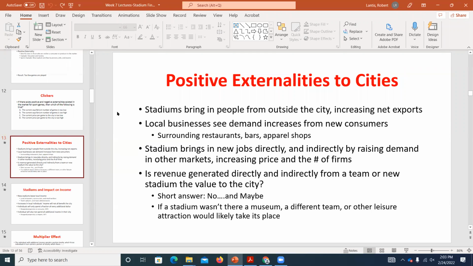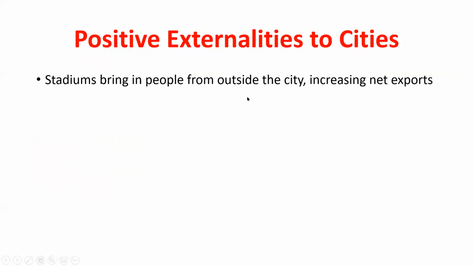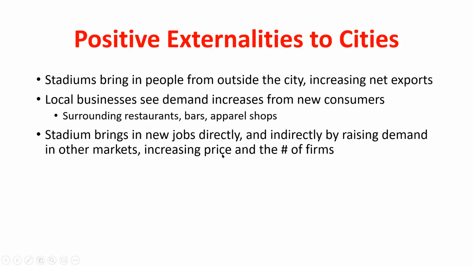Okay. So we left off thinking about positive and negative externalities to teams locating in cities or building their stadium in a certain area. And some of the things we said is, maybe it brings more people in, increasing the exports, which is a positive externality for the city. Local businesses, restaurants, bars see increases in demand. This is more of a summarization of what we did last class. Potentially a new stadium in an area could bring in new restaurants, new hotels, and so maybe we see an increase in jobs.